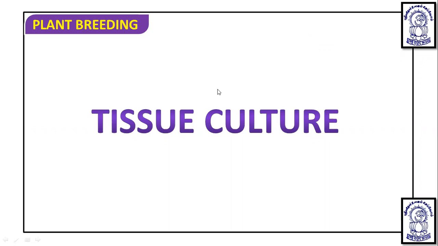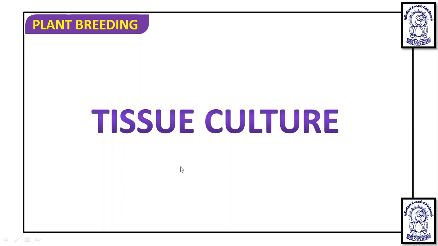Dear students, we are in continuation of the chapter on plant breeding. We are at the end of this chapter and going to cover the last topic of this chapter, that is tissue culture, in detail. Tissue culture, the name itself suggests we are going to culture a tissue, to form a tissue from a single cell.